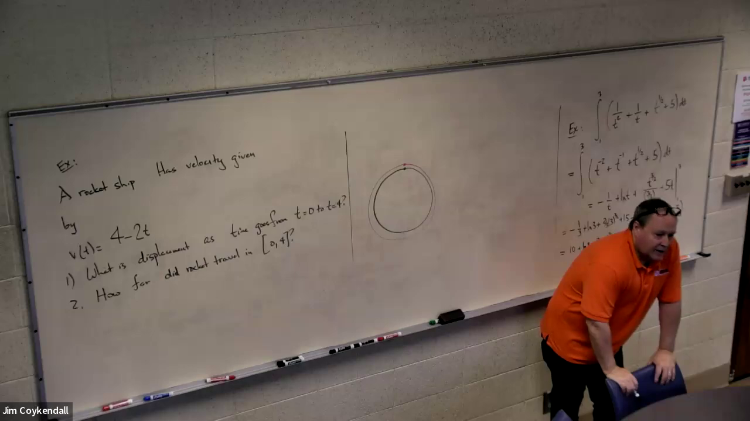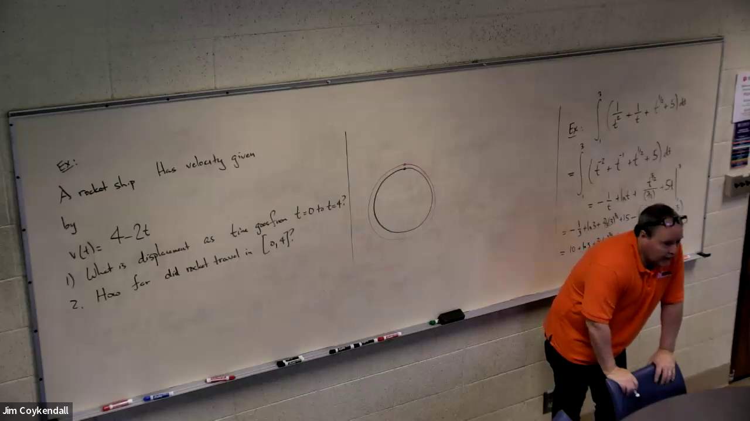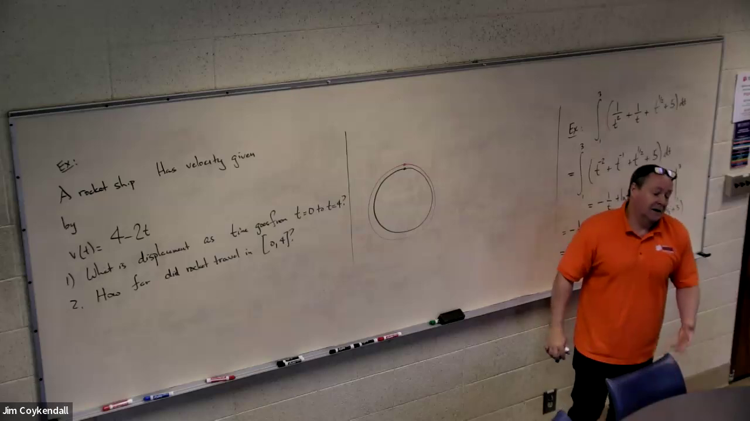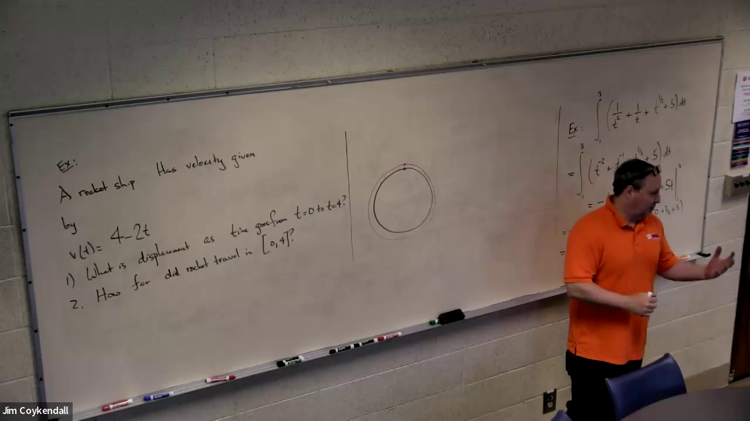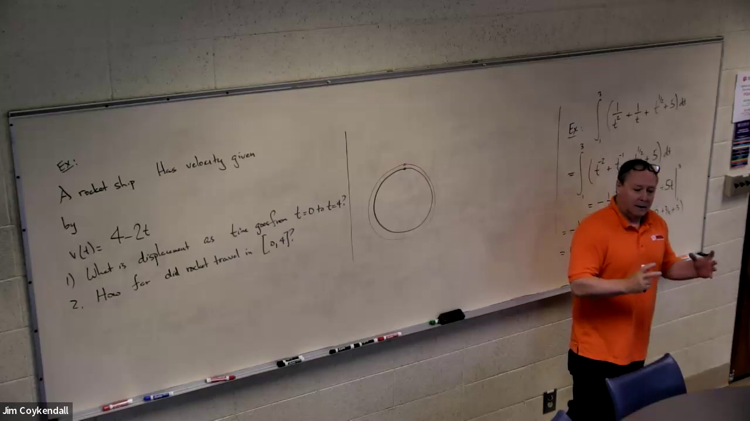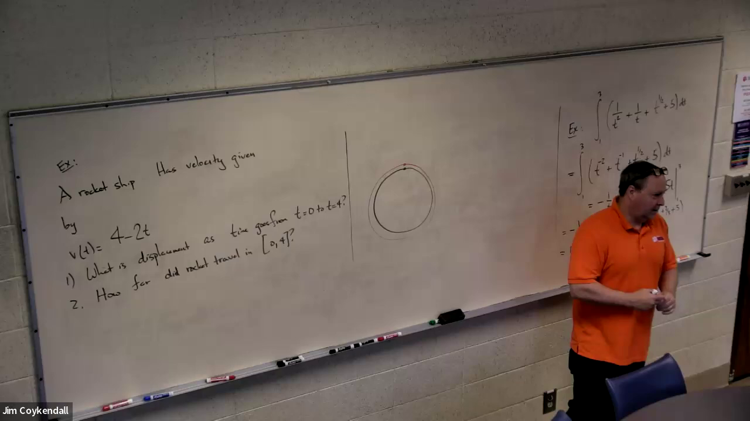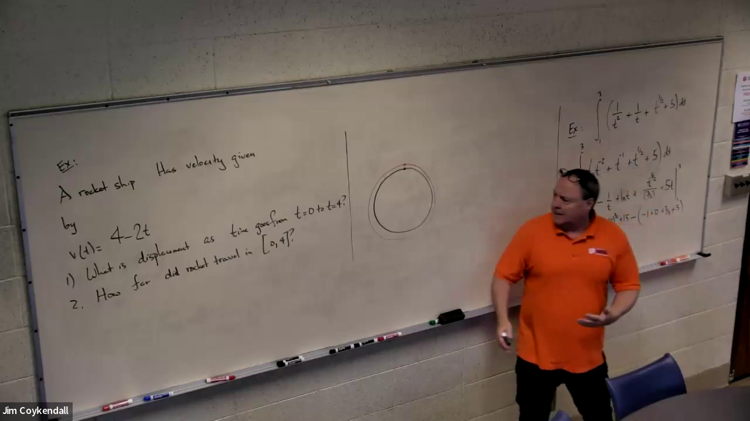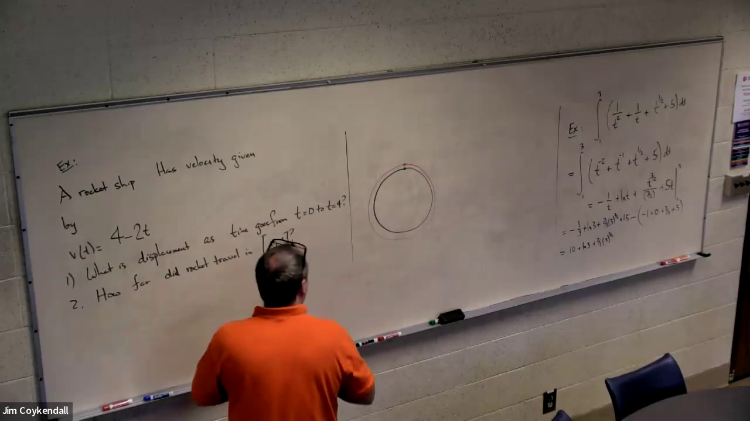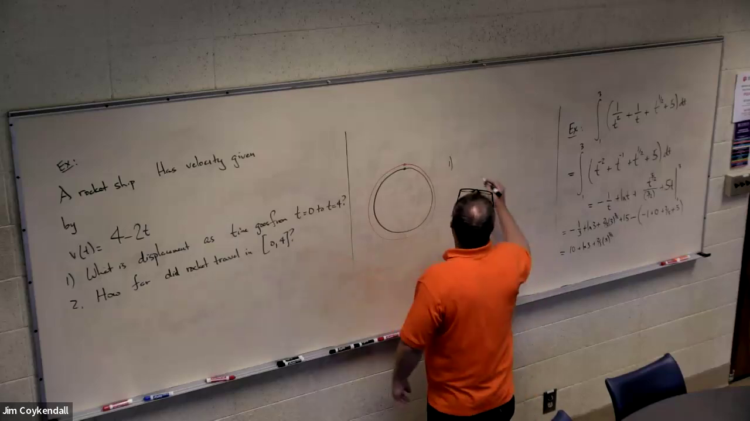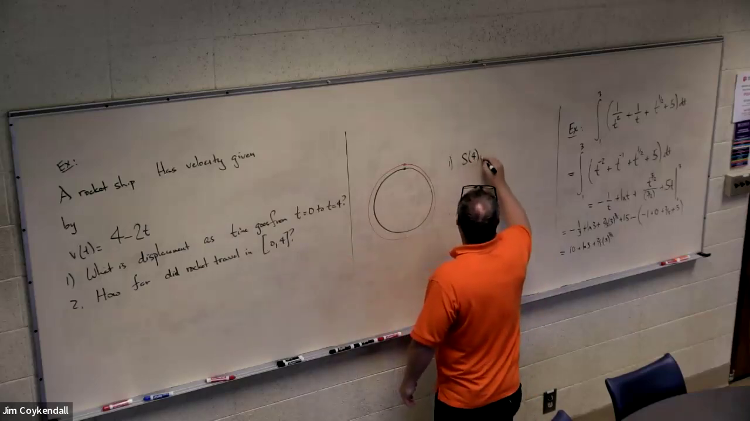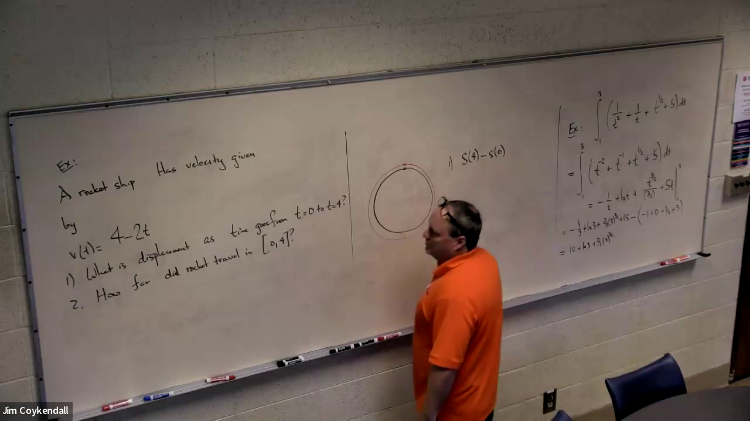Now, of course, if I looked at you and said you walk all the way around the world, right? So, you know, I drive to work every day, and my displacement from morning to when I come home at night is zero. My odometer tells me something else, right? So how would I figure out this versus this? Well, number one, my displacement is S of 4 minus S of 0, right?